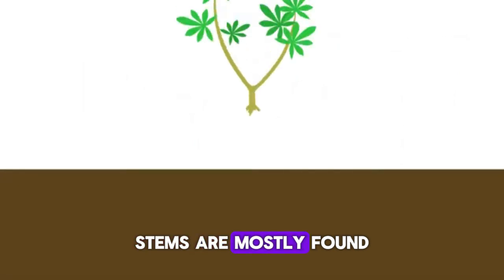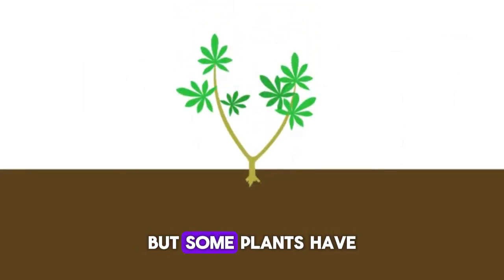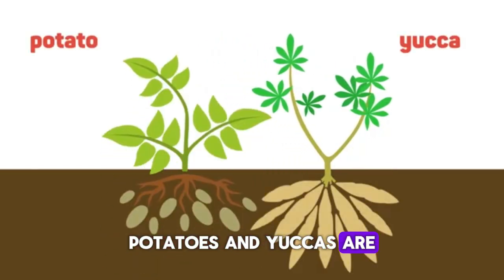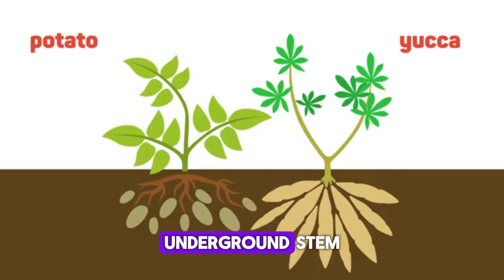Stems are mostly found above the ground, but some plants have underground stems. Potatoes and yuccas are actually part of a swollen underground stem.